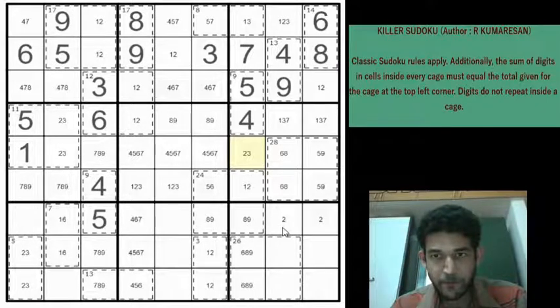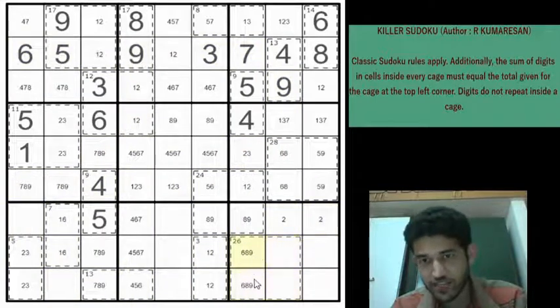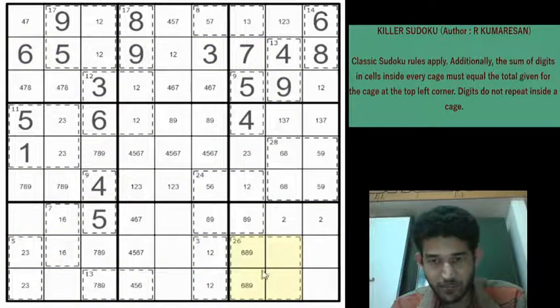Right? And so we have marked every cage, guys. We have marked every cage. Except this cage is pending. So let us see if we can get some information from here.